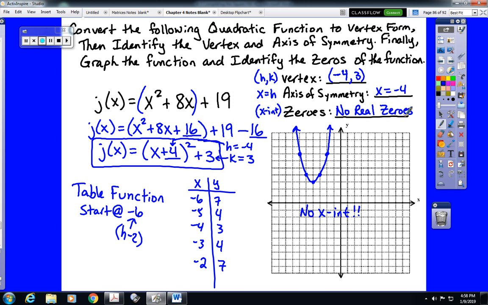This function actually does still have solutions. It does still have solutions, zeros, well, not x-intercepts, but they're just not real numbers.